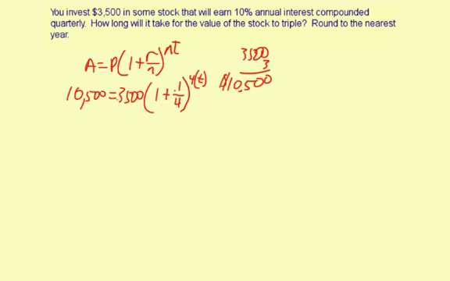So then we're going to have to go ahead and simplify and solve. So divide both sides by 3,500 first. So 10,500 divided by 3,500 is 3, and that equals 1 plus 0.1 over 4 to the 4t. And our goal here is to solve for this t, which is an exponent, which means we're eventually going to have to use logarithms. In fact, we're going to have to do that as soon as we simplify inside the parentheses here. So let me get a calculator and simplify this amount to a decimal, and then we'll use a logarithm to finish solving for the time t.